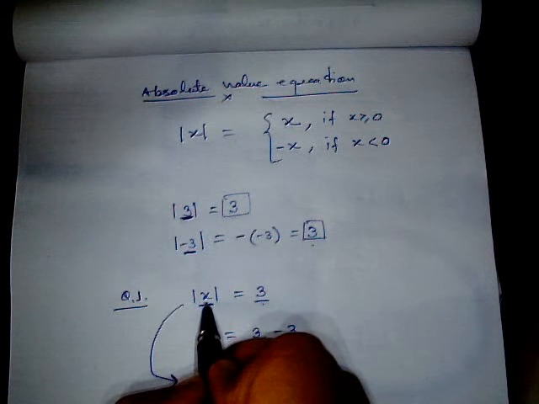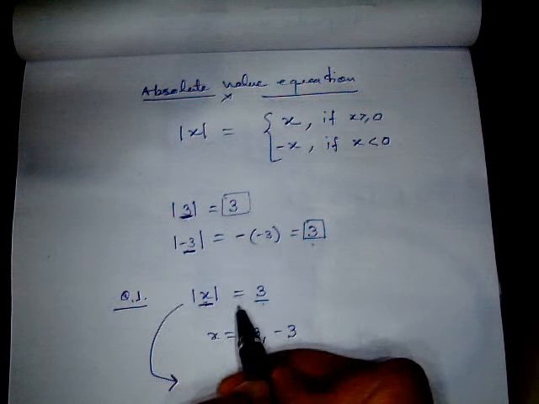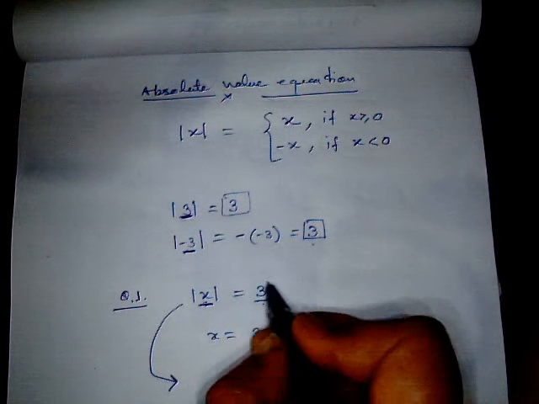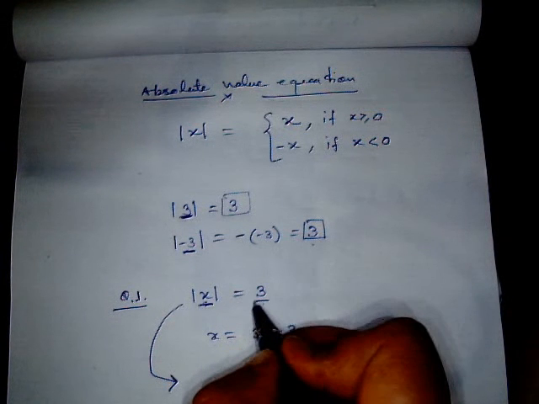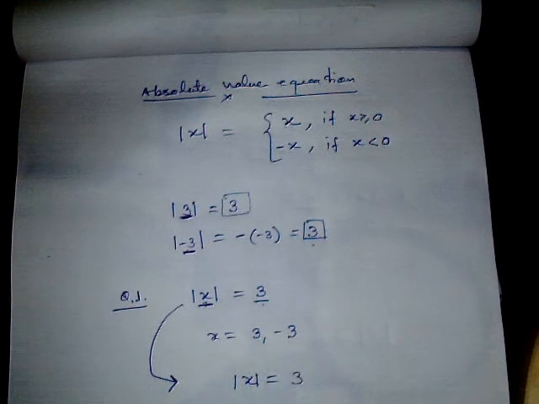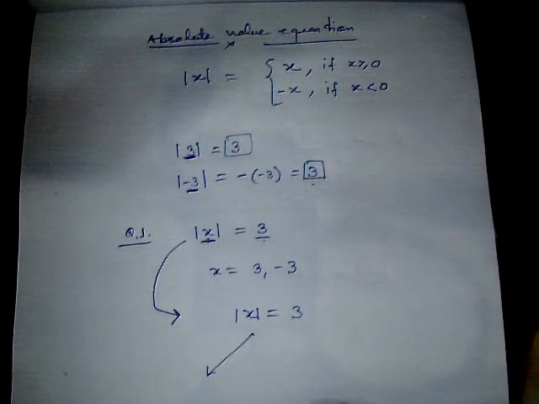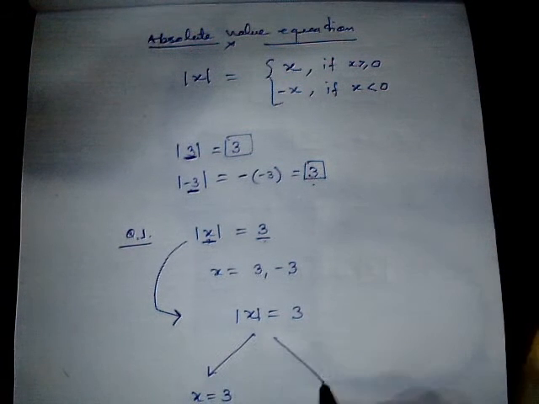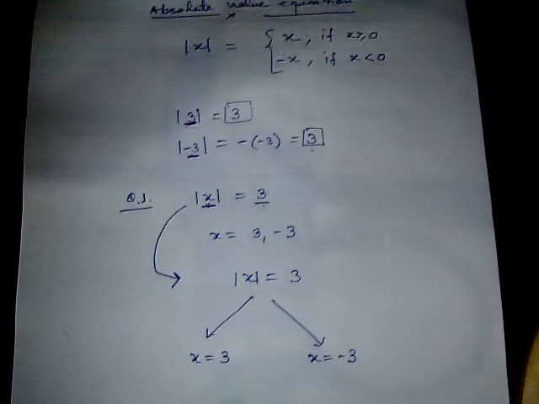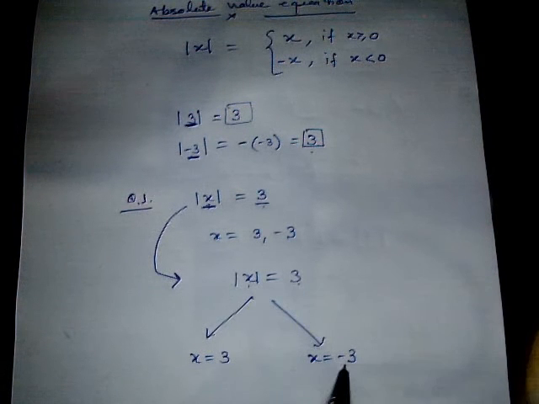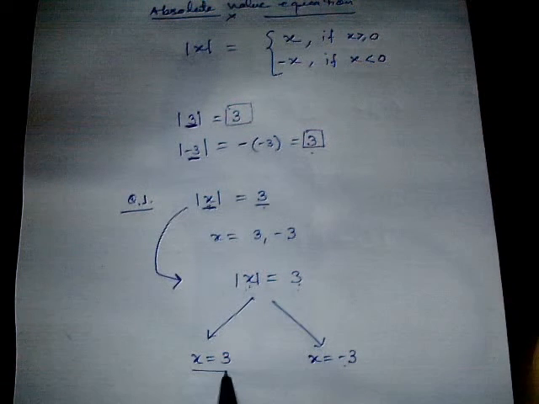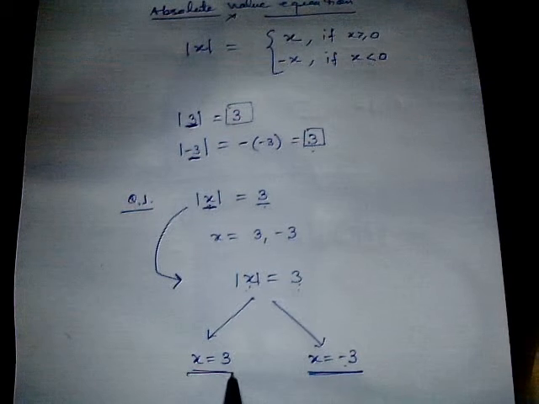So how to calculate? Whenever you remove this vertical line, it means we need to place this value with positive and negative. So modulus of x equals 3 is given. Then we can write either x equals 3, and the second time x equals negative 3. Because when you place x as 3, it gives you 3, and if I place negative 3, then also it gives you 3. So these are the two exact values for x which could give you 3.